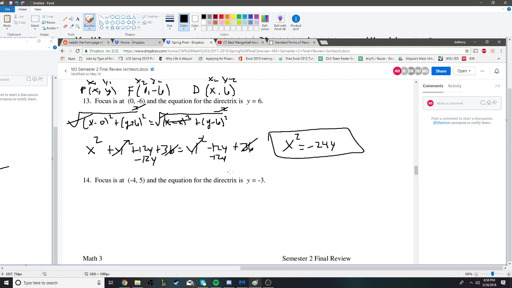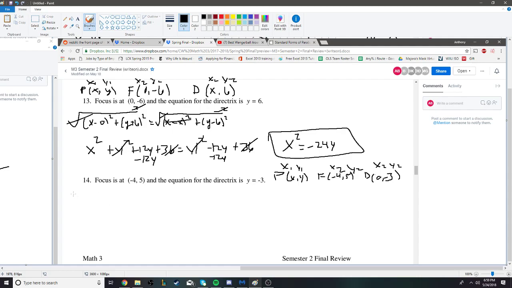Okay, one more time. Any point P is an xy coordinate point. F is at negative 4, 5. D is located at 0, negative 3. So therefore, again, x1, y1, x2, y2.